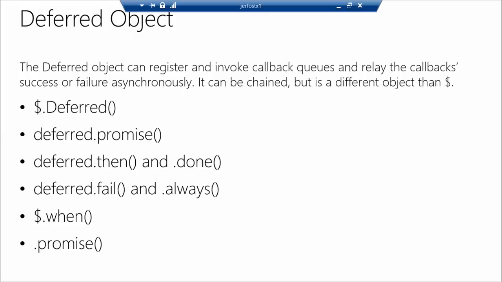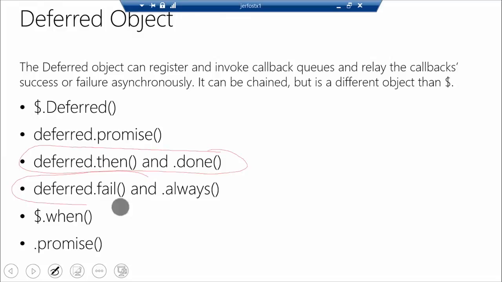So first of all, let's talk about consuming an asynchronous function, because that's kind of the easiest. And to look at that, we're going to look at then and done and fail and always. Okay? And in fact, in the interest of time, we're basically just going to look at then and fail for now, and then we're going to look at the rest of these.